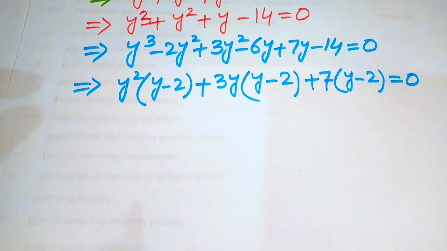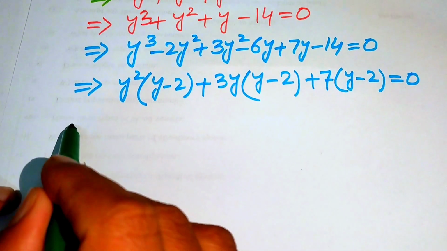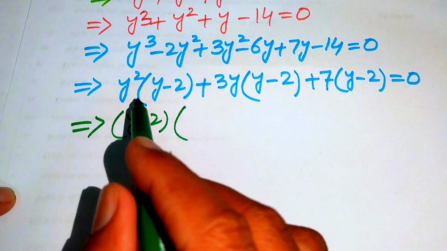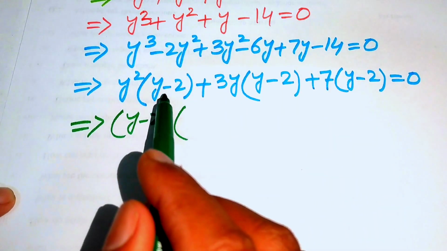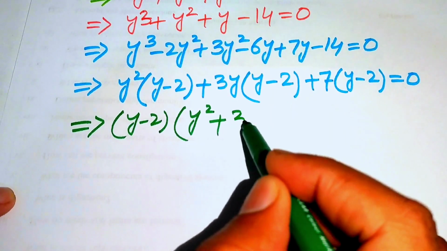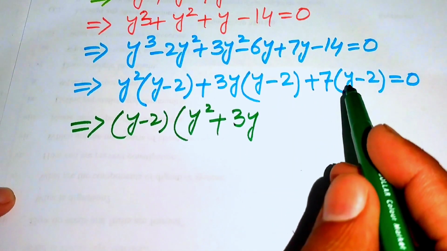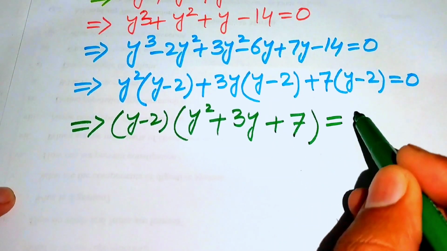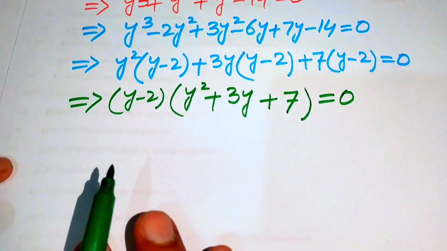So in the next step you see here we have y minus 2 as the common term which is in all of these terms, and we take common y minus 2, and we obtain, when we take common y minus 2 here, then we get y squared. So here we take common y minus 2 and we get 3y, and here we take common y minus 2 and we get plus 7, and this whole equation equals to 0.